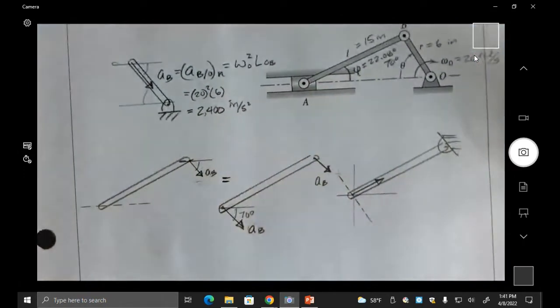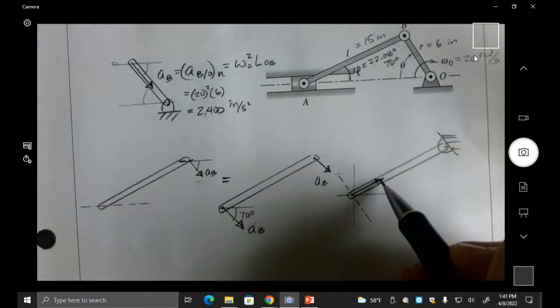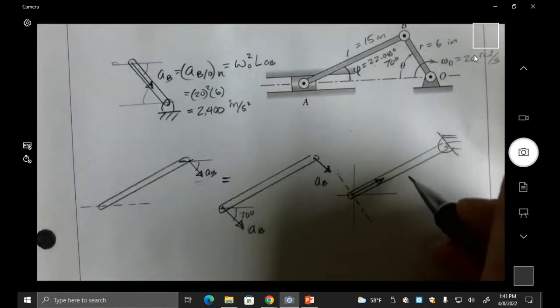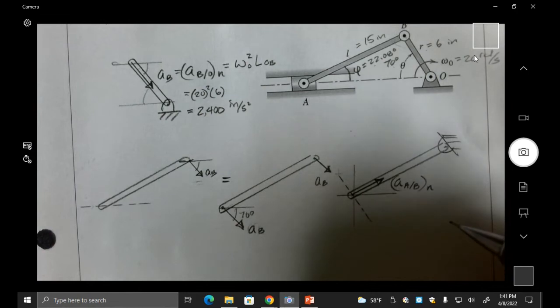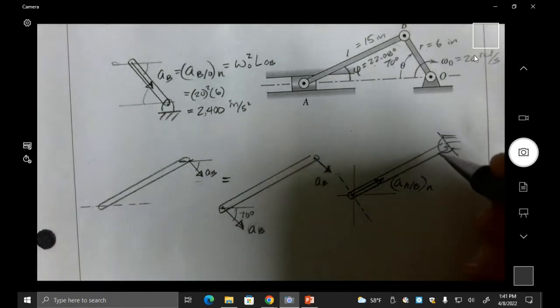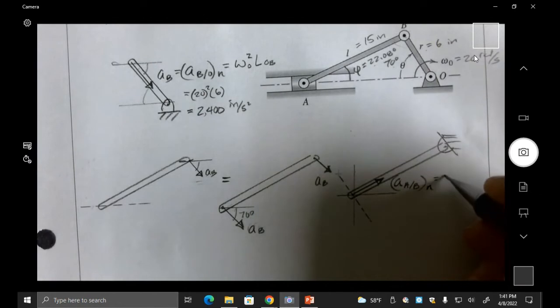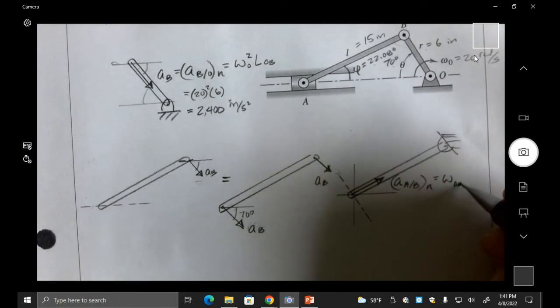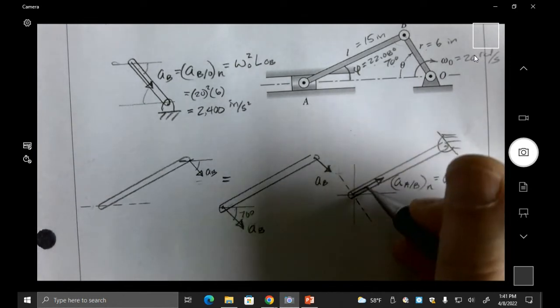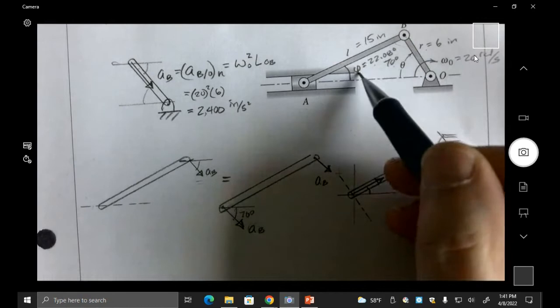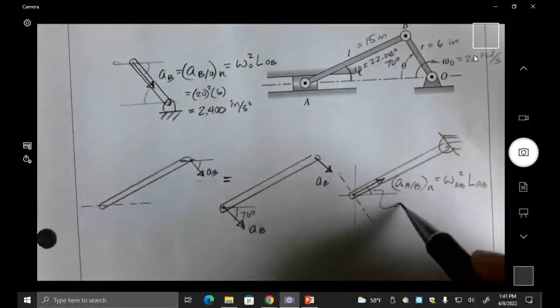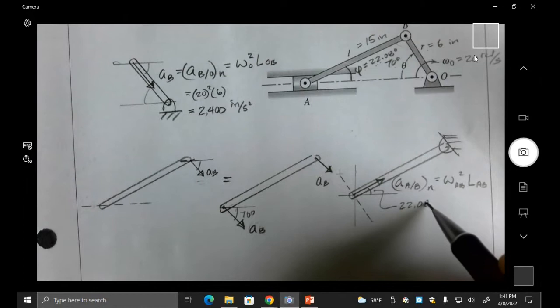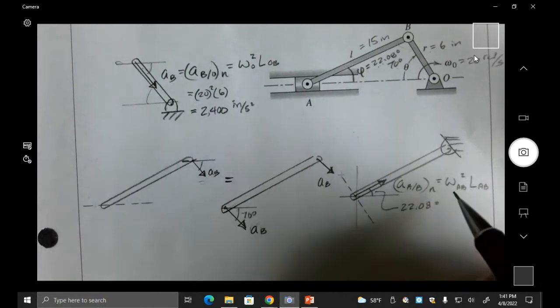But the angular velocity is going to allow us to get the magnitude of this normal. That's going to be the acceleration of A with respect to B, normal, right here. And that, by the way, is going to be omega_AB squared times L_AB. So we can find that value. We also know this angle right there is the same as that angle. So bear in mind that's 22.08 degrees. It said 0.8, yeah.